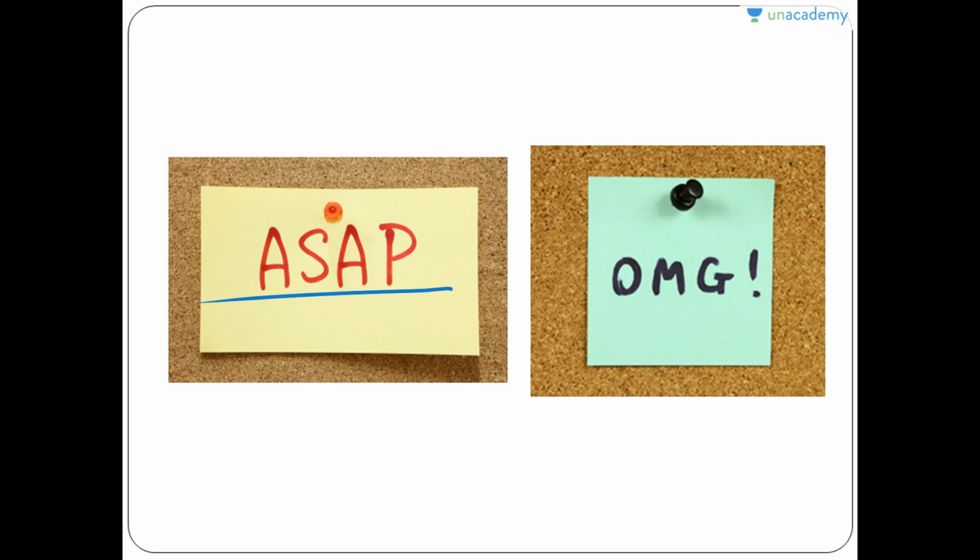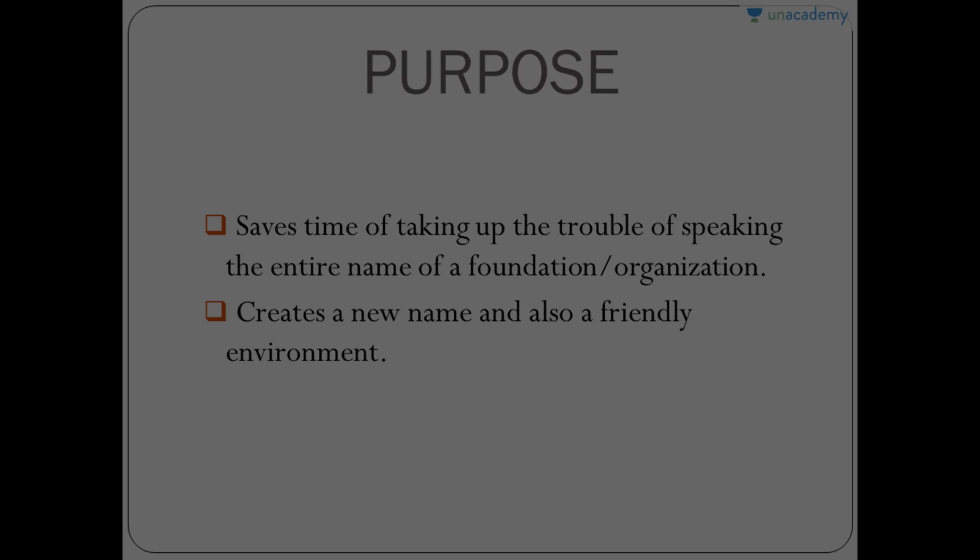And then we have OMG, and again we have taken O from oh, M from my and G from god. So we have OMG. We don't say it as a single word, we say each letter separately. So all these alphabets are pronounced separately instead of putting them together, and that is what an acronym is.